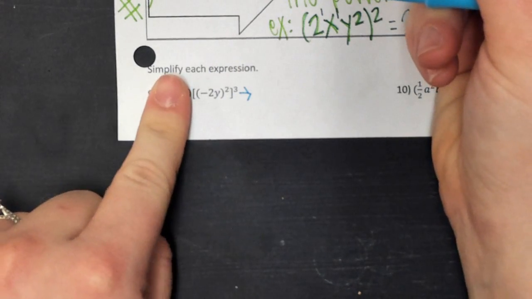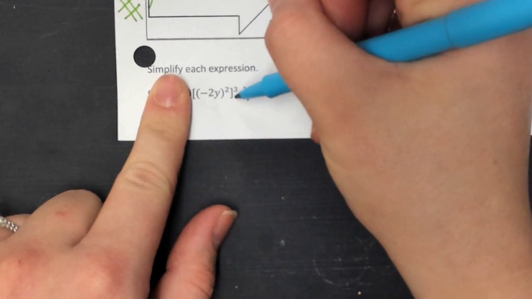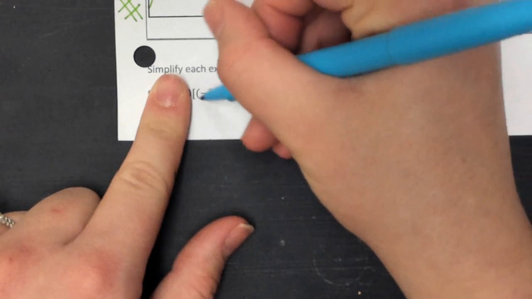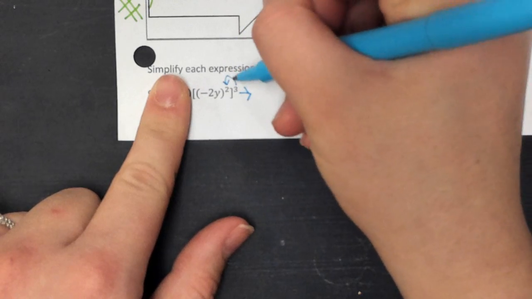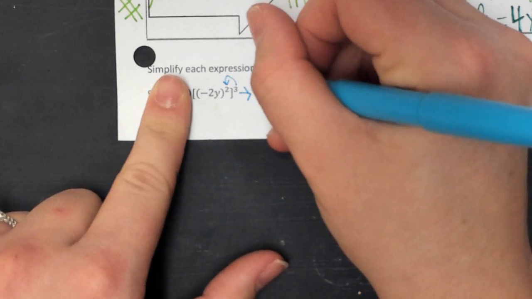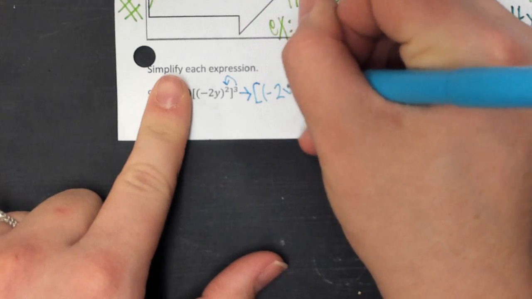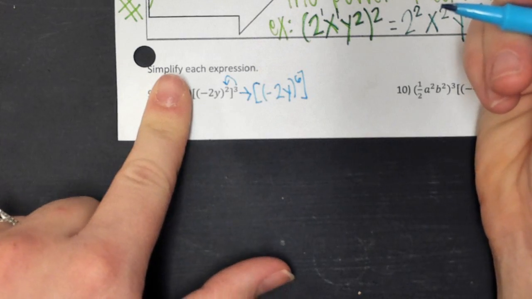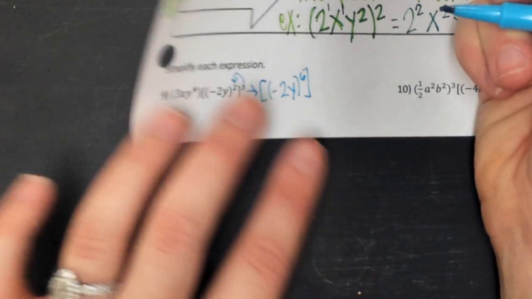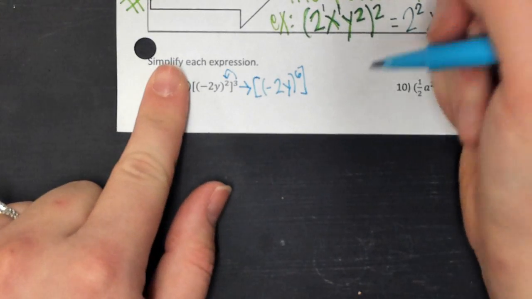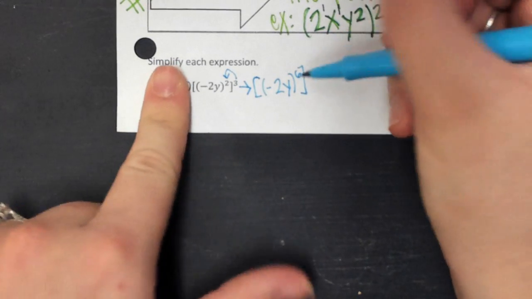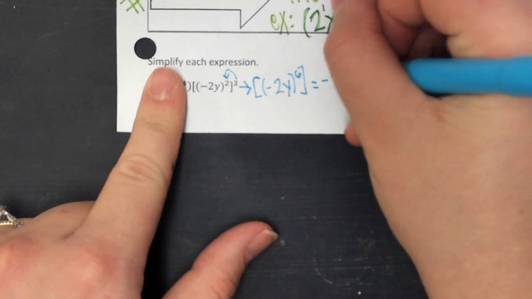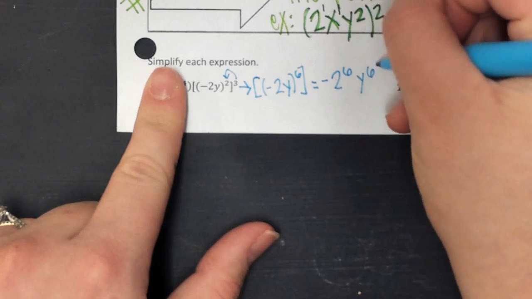So I'm ignoring this first part. Everything inside has to be raised to the 3rd power. So let's take care of the 3 and the 2. What's 3 times 2? 6. So this simplifies down to negative 2y raised to the 6th power. I'm covering up the first part because I don't want to worry about it yet. Now, everything inside the parentheses has to be raised to the 6th power. So negative 2 to the 6th and y to the 6th.